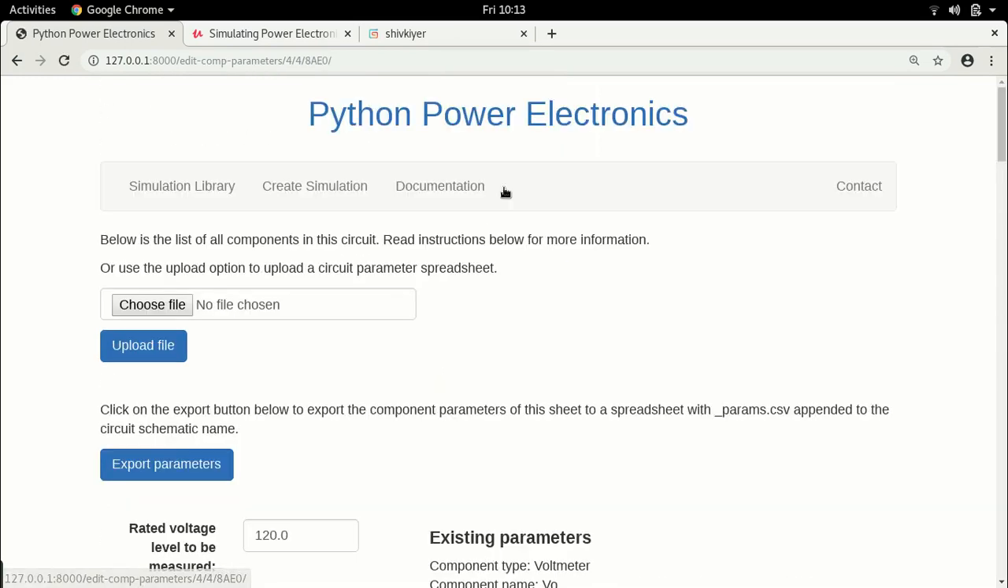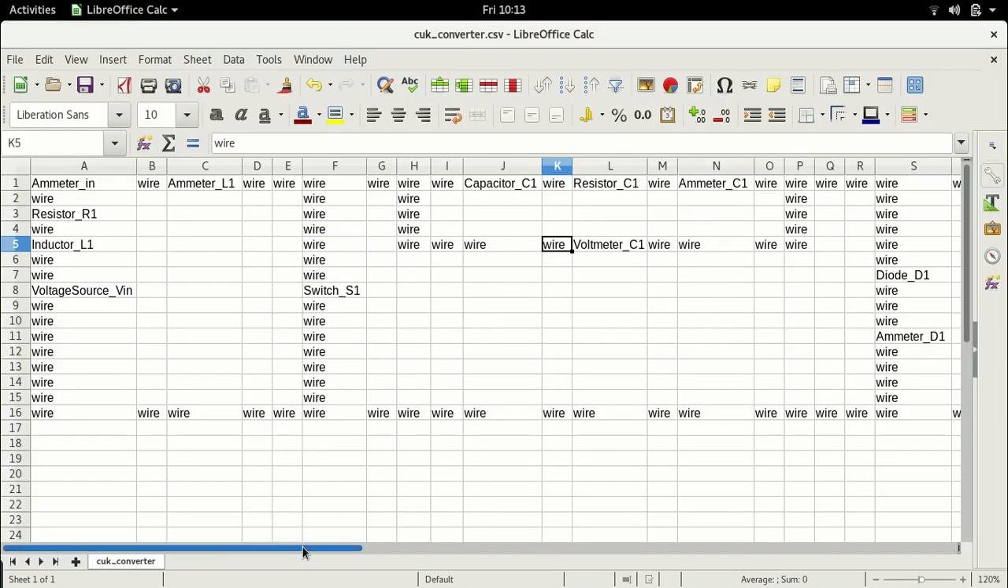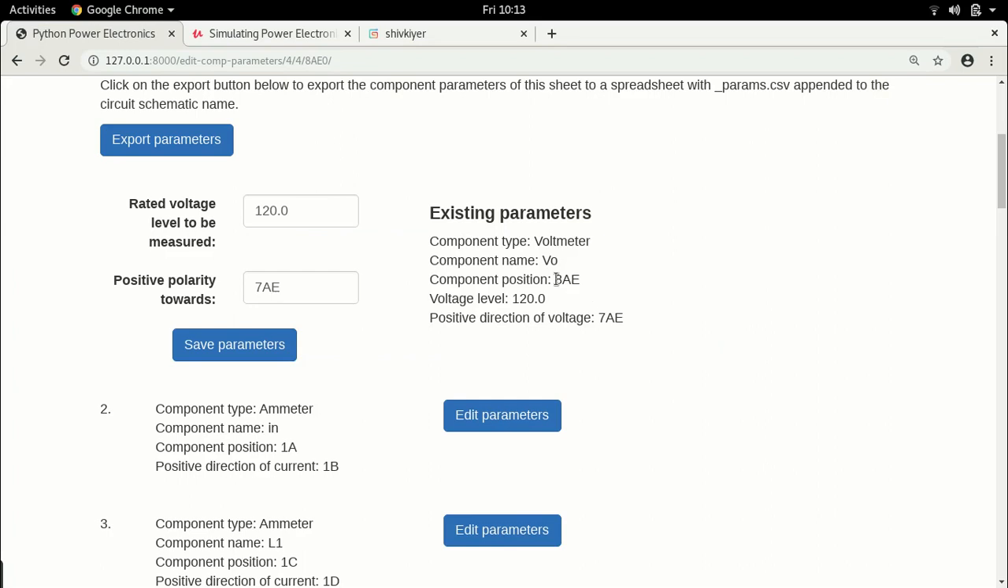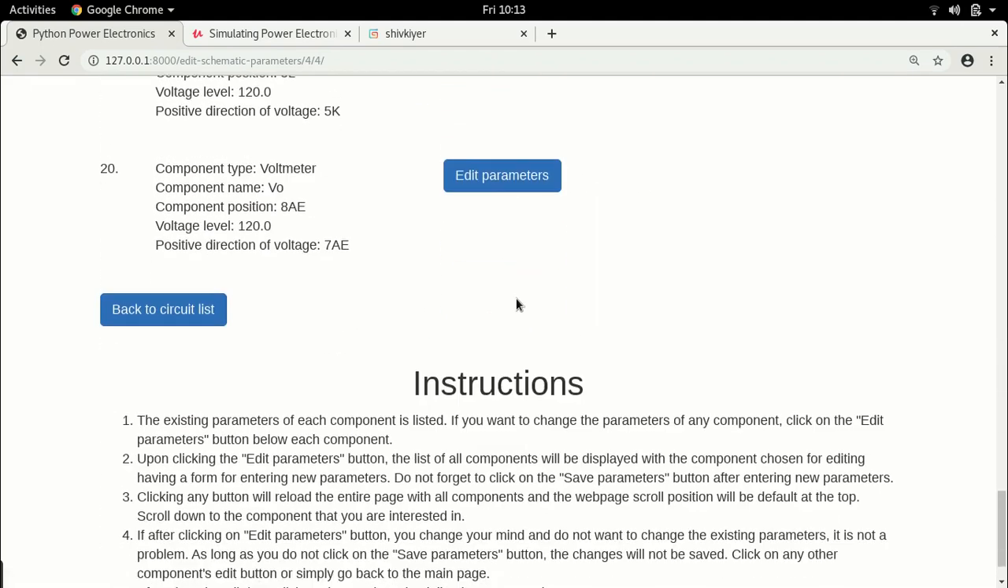And the last. Now, here, as I said, even though the Cuk converter produces a negative output, we would still want to show that the voltage is negative, which means we are going to have a voltmeter which is still measuring an output voltage that has positive polarity upwards. So the component positive polarity should be upwards. Let's do that. The component position is at 8AE and the positive polarity is 7AE, which is exactly what we want. So we don't have to edit this at all. So with this, we are done with editing the parameters of this circuit.